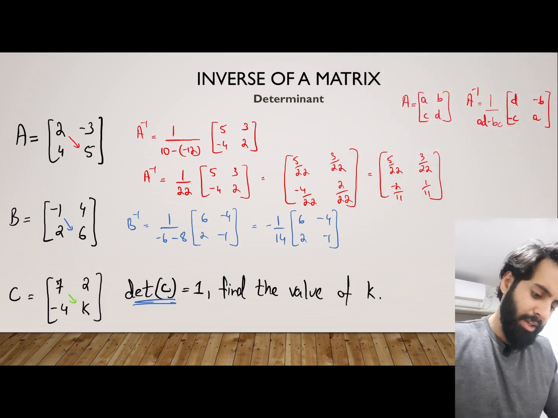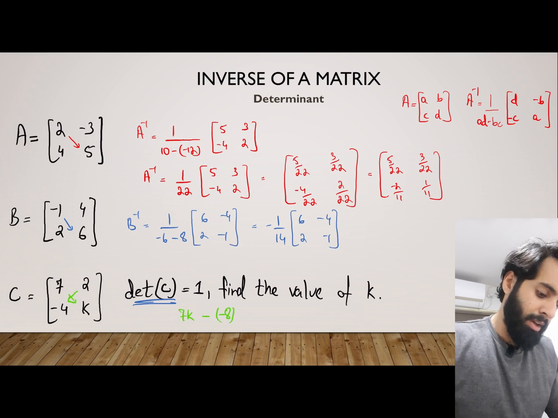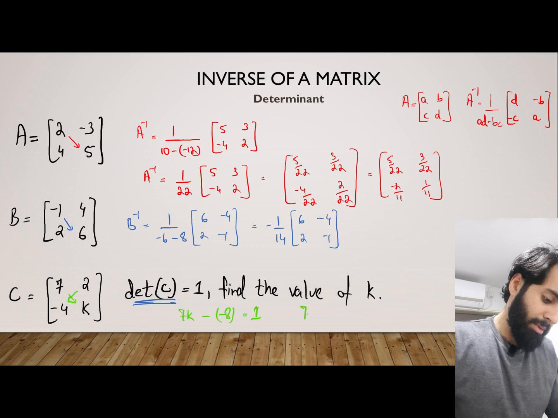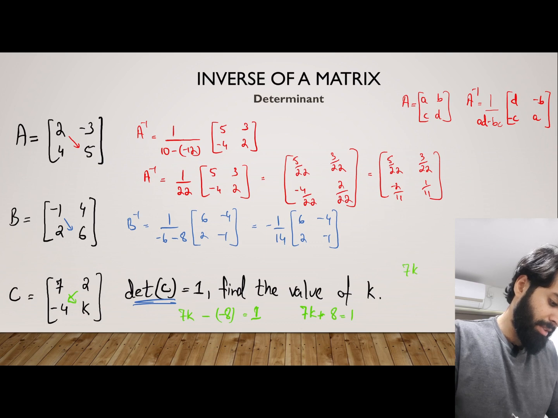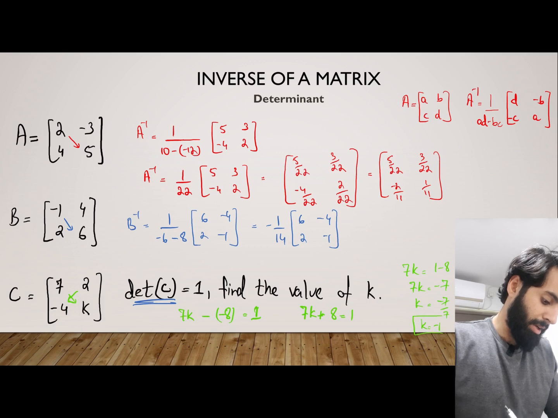So 7 times k will be 7k, minus 2 times minus 4 will be minus 8. One minus is of the formula and the other minus is of the value itself, equals 1. Now let's see what happens. So we get 7k plus 8, let's not skip a step, equals 1, which means 7k equals 1 minus 8, which means that 7k equals minus 7, which means that k is equal to minus 7 over 7, which when simplified is going to be equal to minus 1.